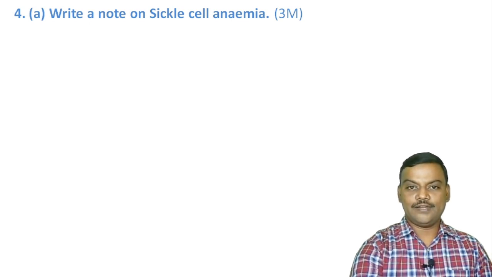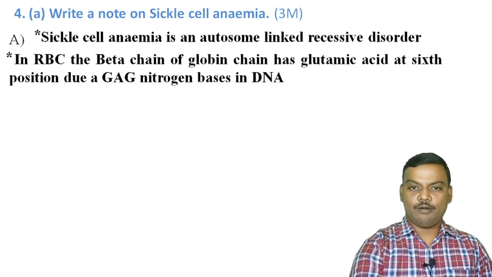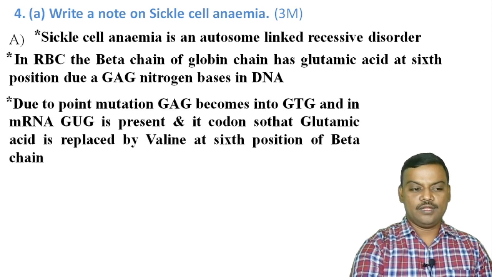For this question, we should write some important valid points like this. The first point is that sickle cell anemia is an autosome linked recessive disorder. In red blood cells, the beta chain of the globin chain has glutamic acid, an amino acid, at the 6th position. It is due to the GAG genetic code in DNA. Next point, due to point mutation, GAG becomes GTG in DNA, and in mRNA, GUG is present, and due to GUG, the glutamic acid is replaced by valine at the 6th position of the beta polypeptide chain.